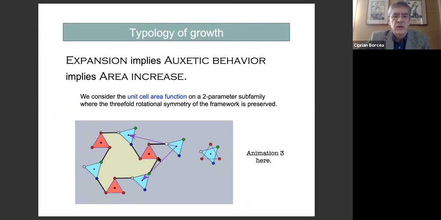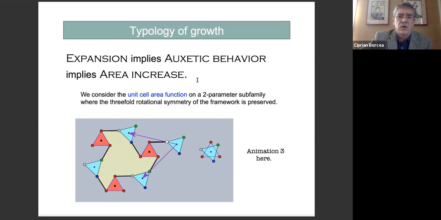Expansion requires all distances between vertices to increase. Auxetic has been presented, and auxetic implies area increase. So the hierarchy of growth types is that the most demanding is expansion, somewhat more relaxed, but still very conditional is auxetic, and the area increase is the most general.